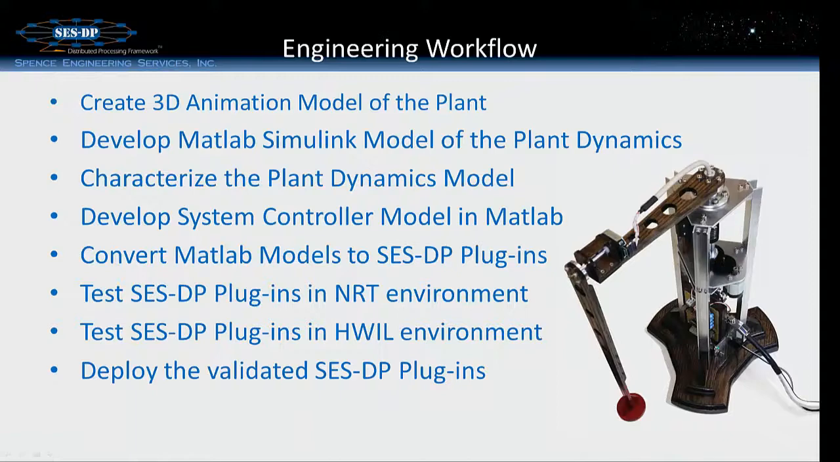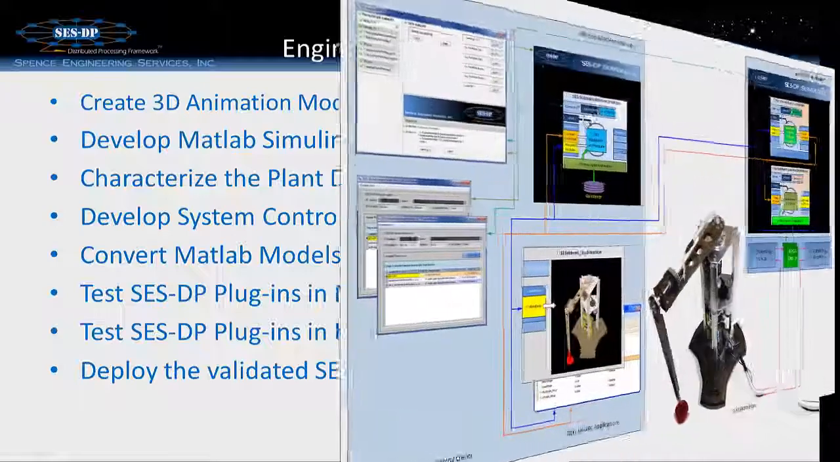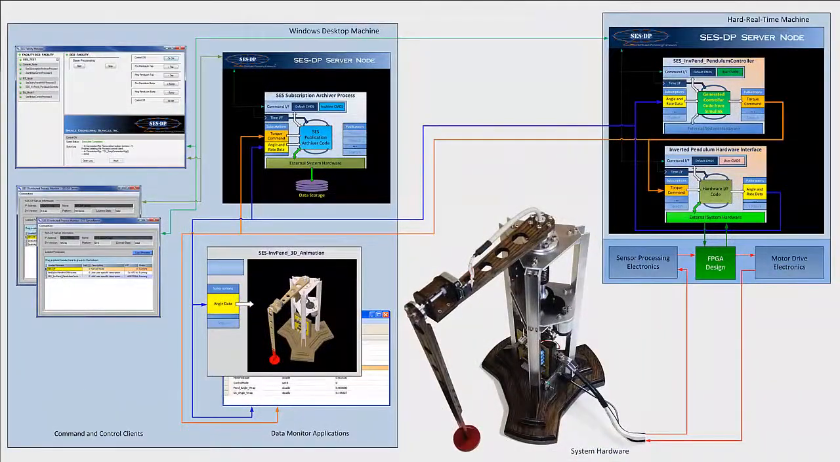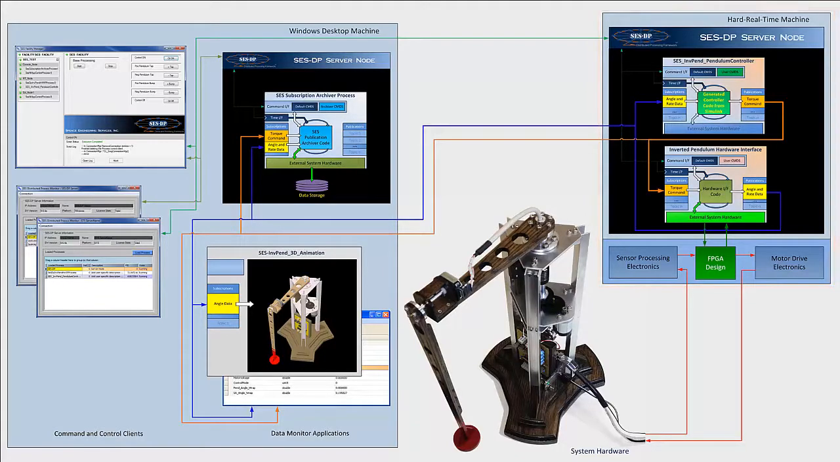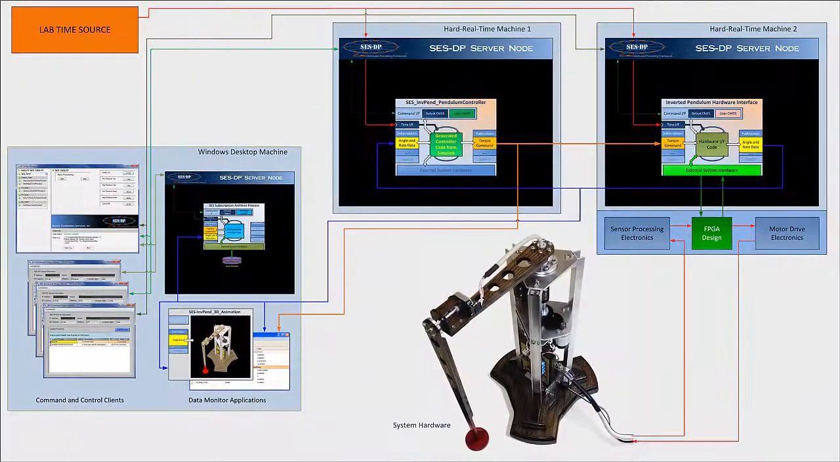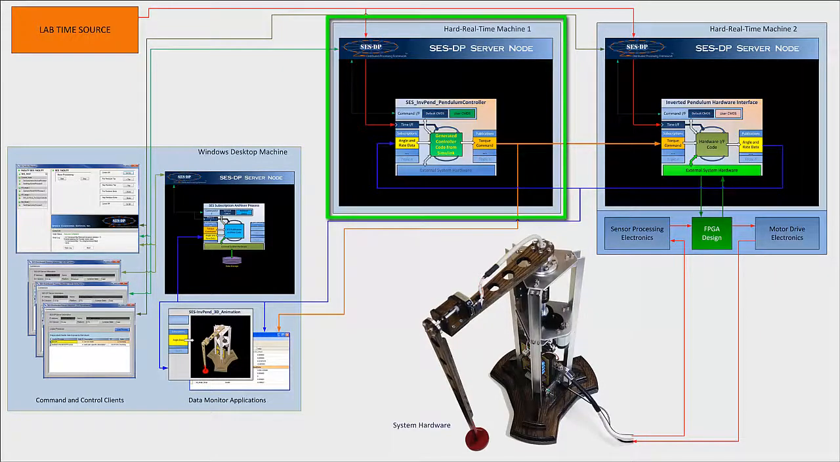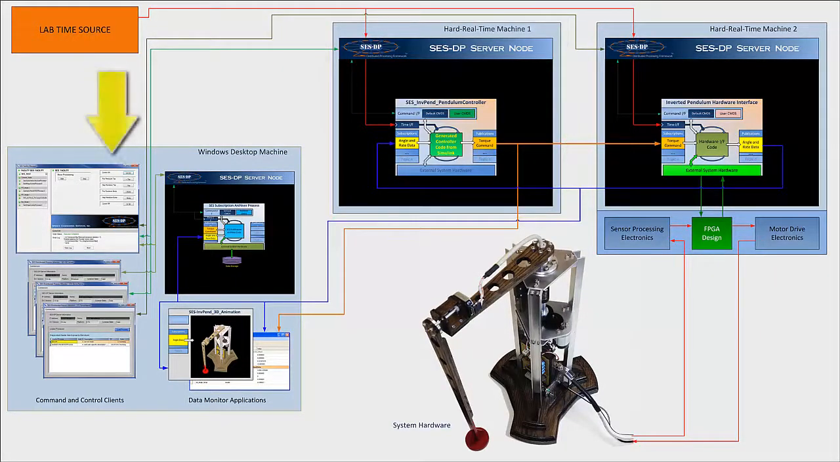Because the operational environment utilizes the highly flexible and extensible SES-DP framework, the deployed system can now easily migrate with requirements changes. If single real-time node processing limitations require the deployed system to be distributed across multiple real-time servers, you simply add an additional real-time server and update the system configuration Perl script.